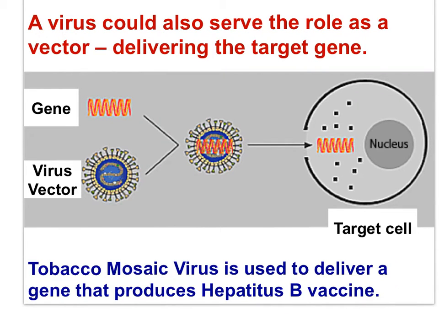Recombinant DNA can be introduced by indirect methods, plasmids or viruses. In this image, we can see a target gene introduced to a virus that infects a cell. The virus delivers the target gene to the cell. The cell would then express the novel protein. For example, tobacco mosaic virus could be used to deliver a gene that produces Hepatitis B vaccine.